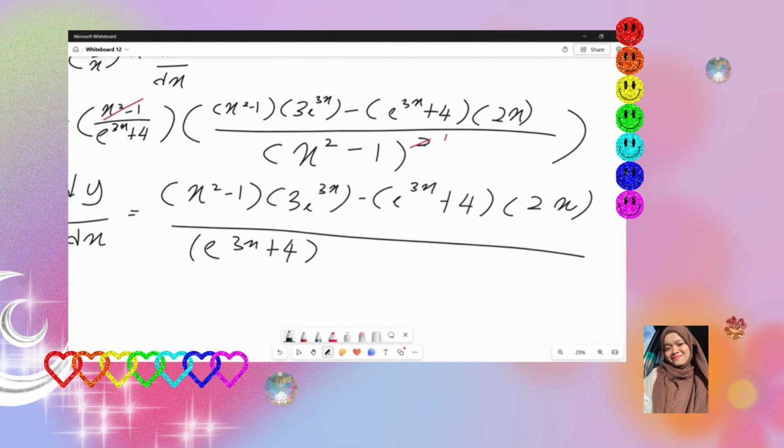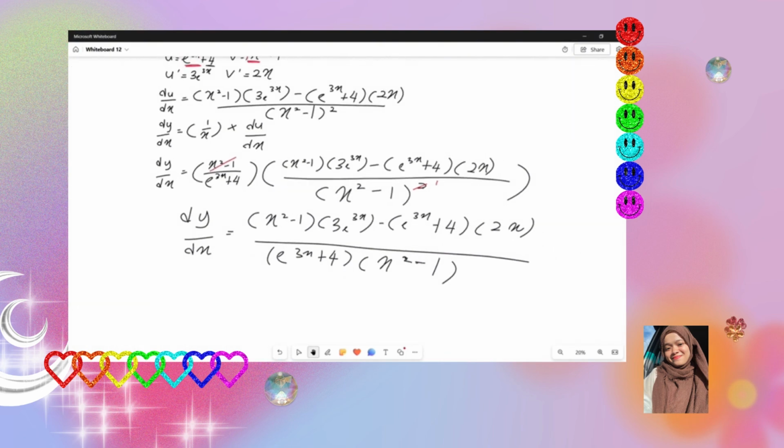e^(3x+4), then x squared minus 1. So this is our final answer. Okay, hope you are understanding.